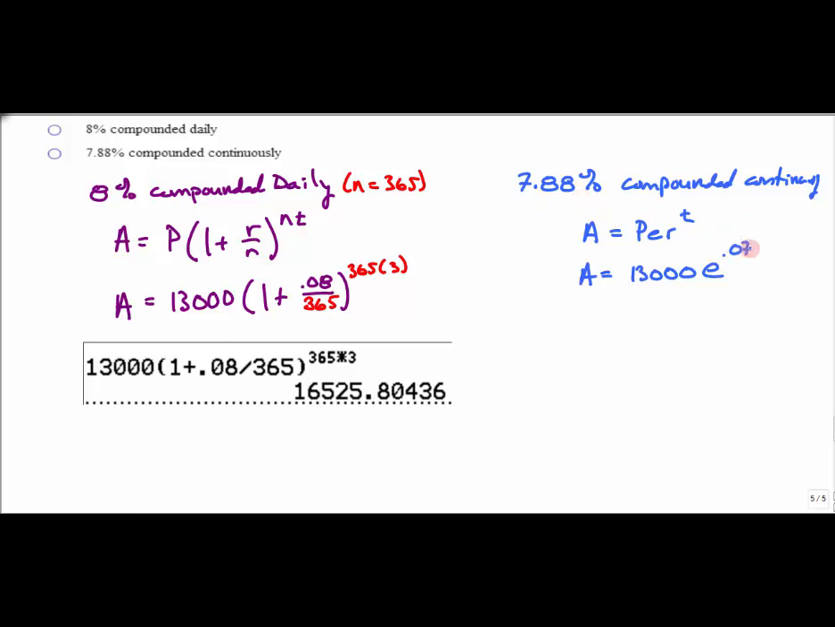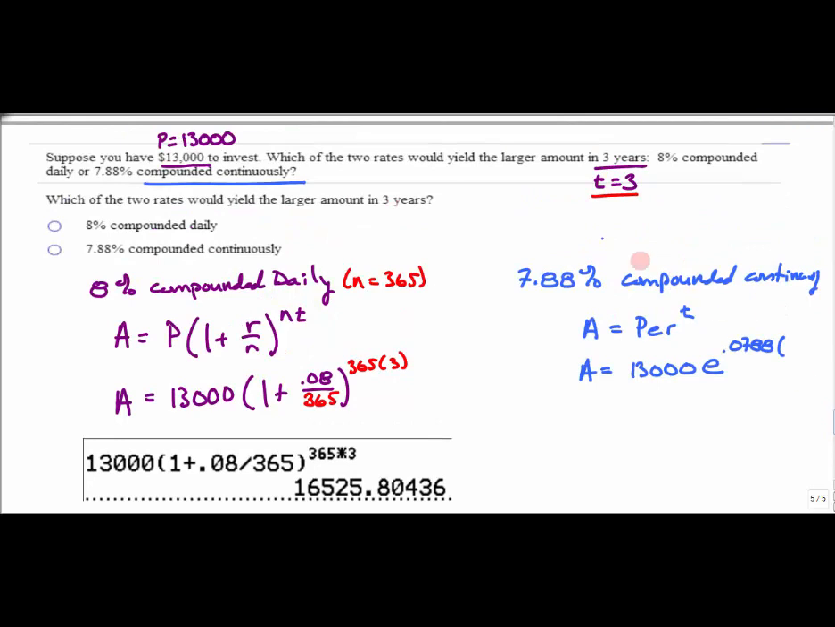7.88% would be 0.0788. That's what it would be as a decimal. T is the number of years, and I think on this one we had 3 years. So let's go ahead and plug this into the calculator.